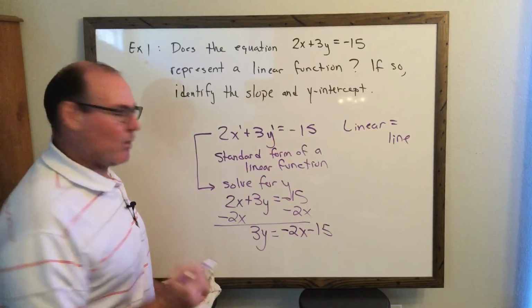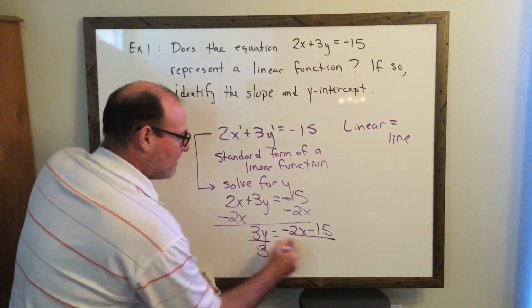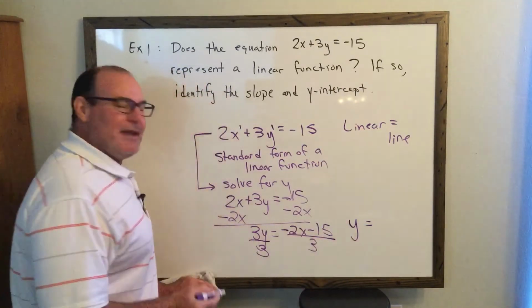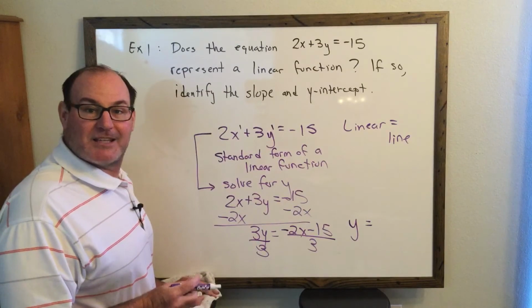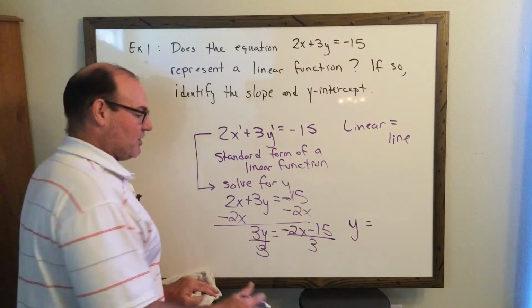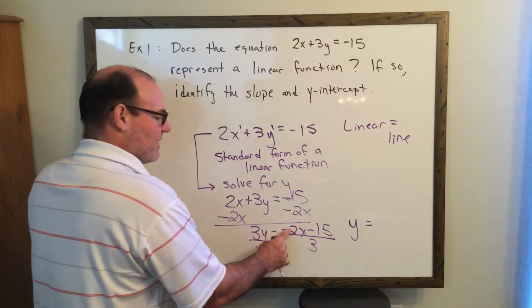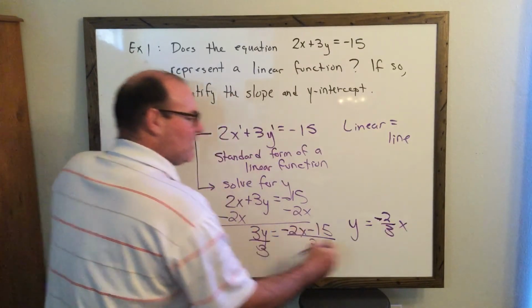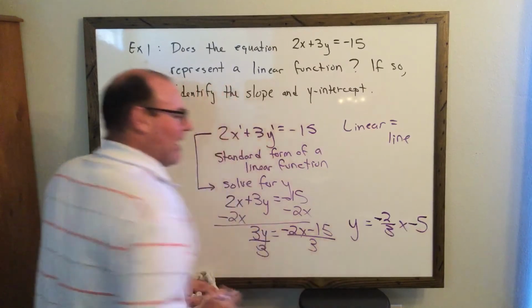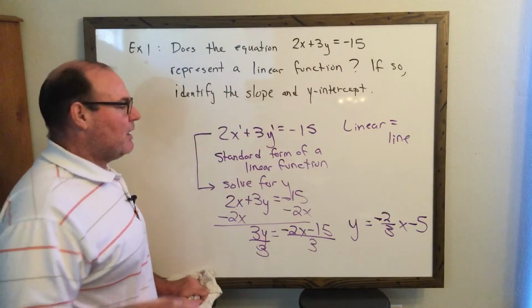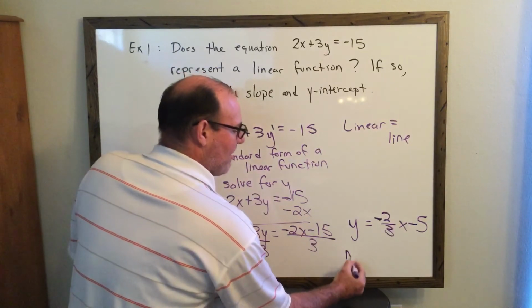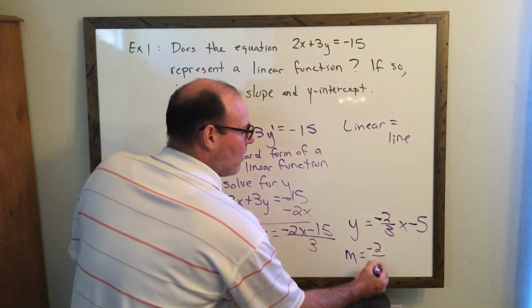Then the second thing I'm going to do is I'm going to divide by 3 on both sides. And so I end up with y is equal to, now remember the distributive property applies for division, just like multiplication. So I'm going to distribute the 3, so I have negative 2 over 3, x, and then negative 15 over 3 becomes negative 5. Now, what's the slope? The slope is always the number in front of the x, so my slope, my m, is equal to negative 2 over 3.